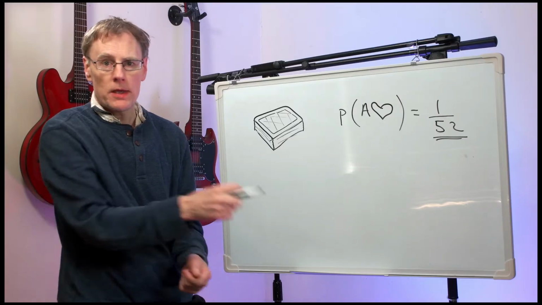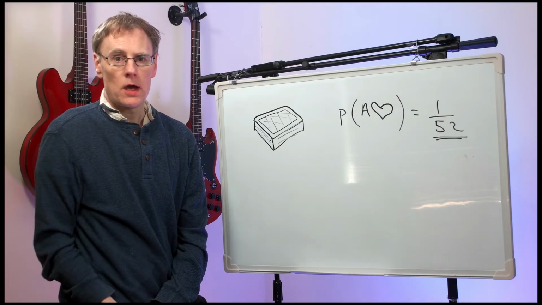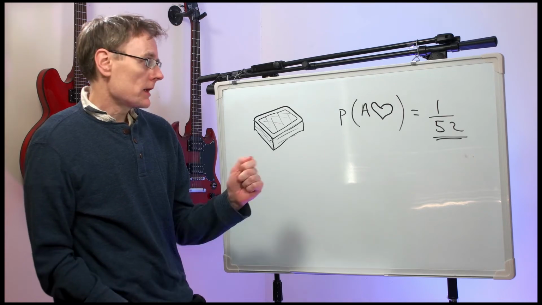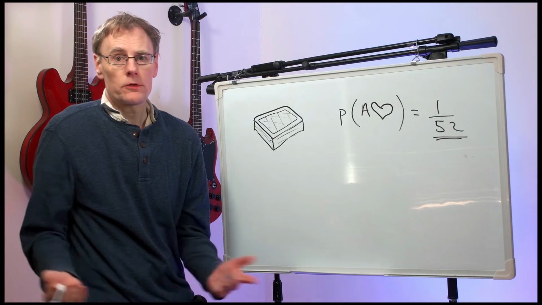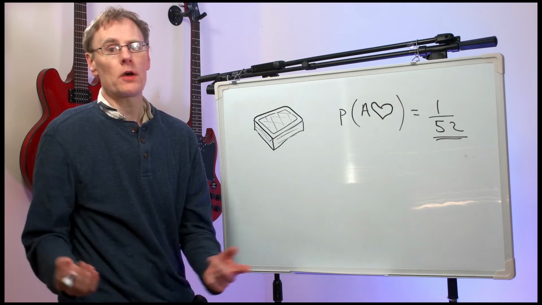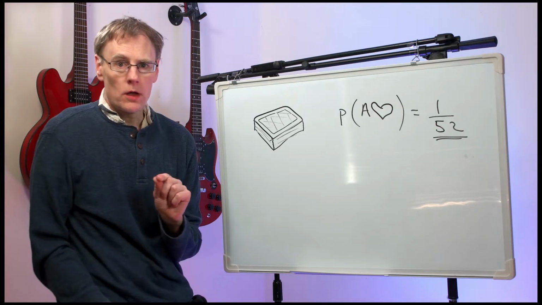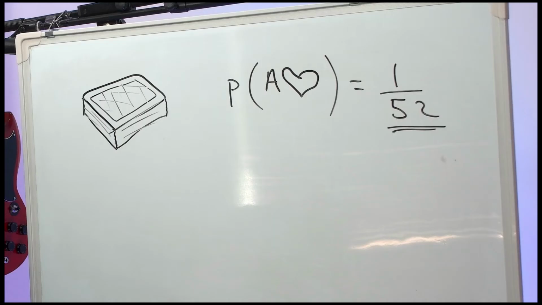So if you kept picking cards at random, 1 at a time, and put them back, maybe after 52 times you might get the Ace of Hearts. You might get it the first time. You might get it after 100 times. It's all random. But the chance of getting it in one go would be 1 out of 52.